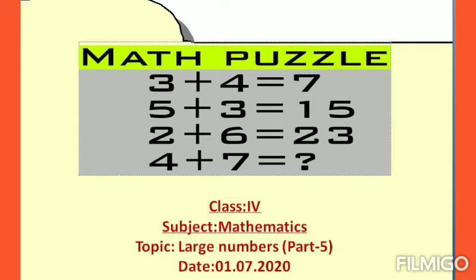So similarly, we have to find the value of 4 plus 7. What is the sum of 4 and 7? 4 plus 7 is 11. If you add 11 with the previous answer 23, what will the answer be? 34. 4 plus 7 is 34. Do you understand children?